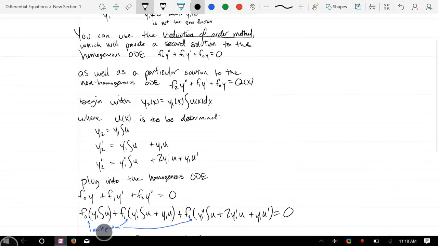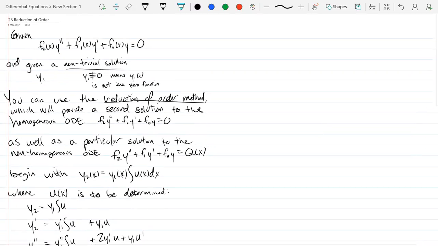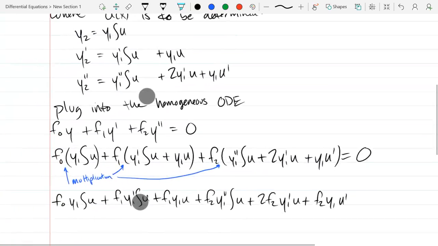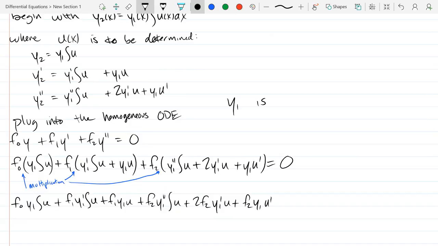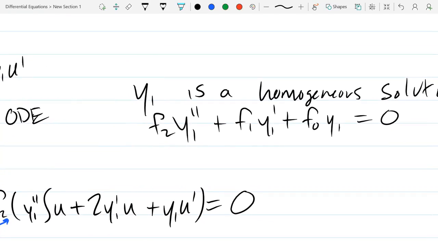So somewhere we said that y1 is a solution. Given our y1 is a solution, we get that f2 y1 double prime plus f1 y1 prime plus f0y1 equals 0. So that's what it meant to be a homogeneous solution. If you plugged in y1, you would get that this would add up to 0. So all we have to do is group together terms that look like that.